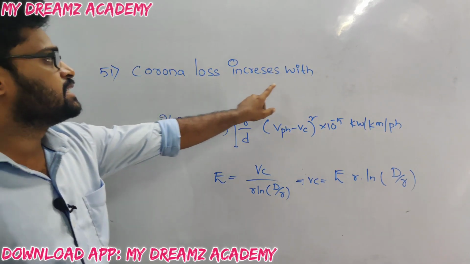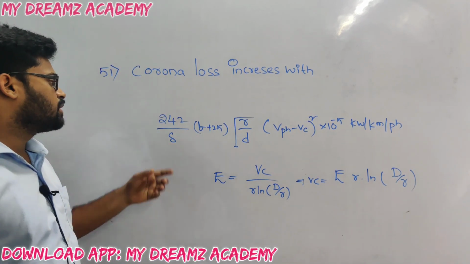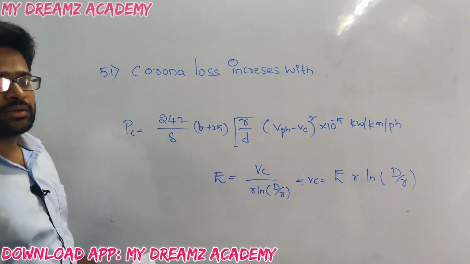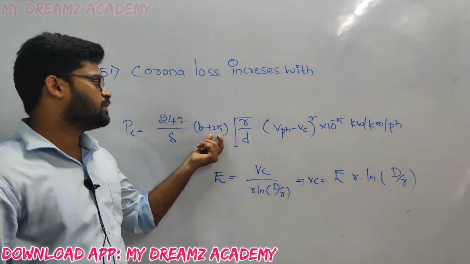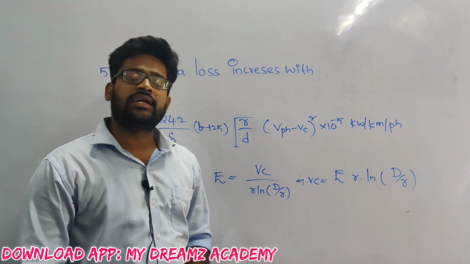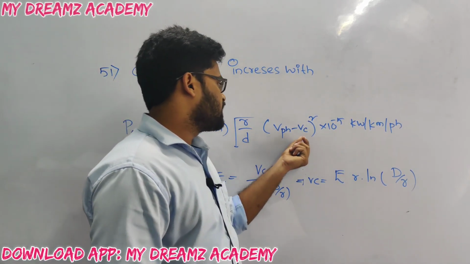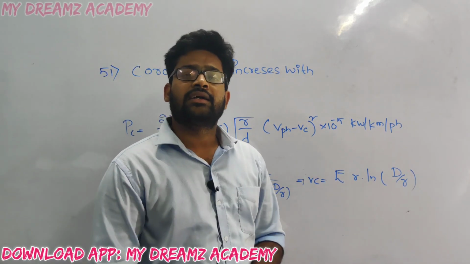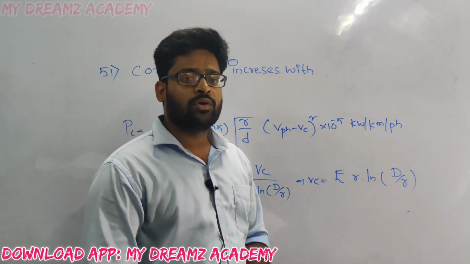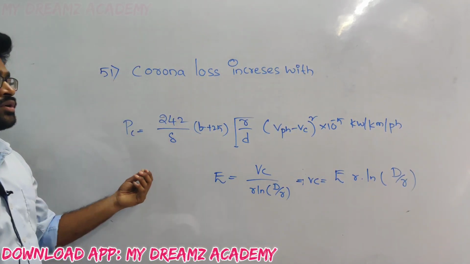So, corona loss increases with... first we need to know the corona loss formula. The corona loss formula: Pc equals 242 divided by delta, into (f plus 25), where f is the frequency, under root of r by d, where r is the radius of the conductor and d is the distance between the conductors. Next, (V phase minus Vc), where Vc is the critically disruptive voltage, whole square, into 10 to the power of minus 5 kilowatt per kilometer per phase. Okay, these are the units of the corona loss formula.